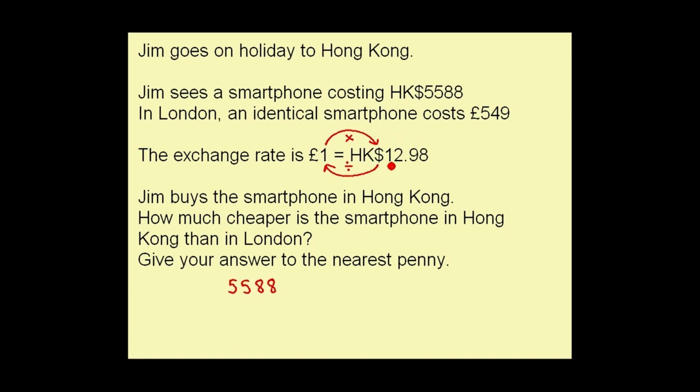We want to change the dollars into pounds, so we've got to divide. Using a calculator and rounding to the nearest penny, we get £430.51. So this is how much the smartphone actually cost him in Hong Kong. Now, to find out how much cheaper the phone was in Hong Kong than in London, I need to get the price in London, which is £549, and take away the price that he paid in Hong Kong.